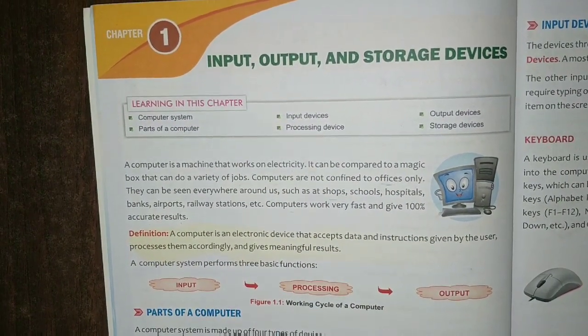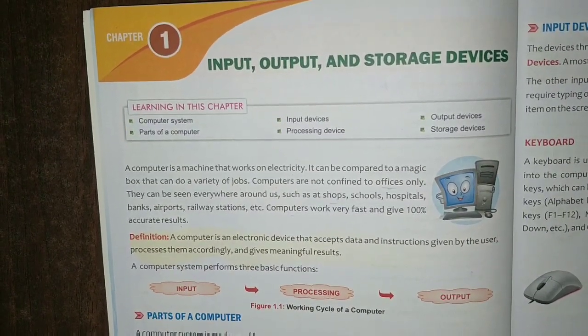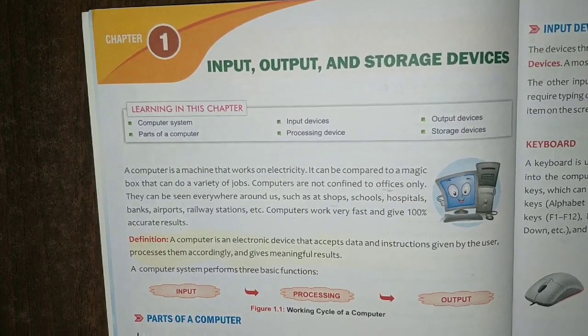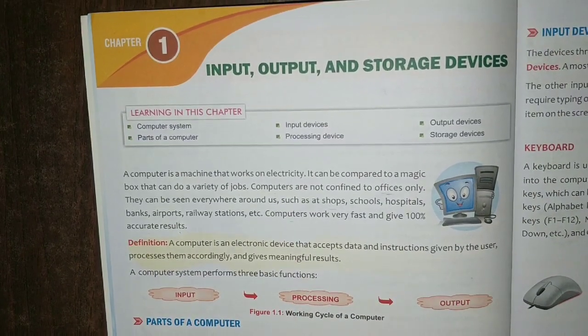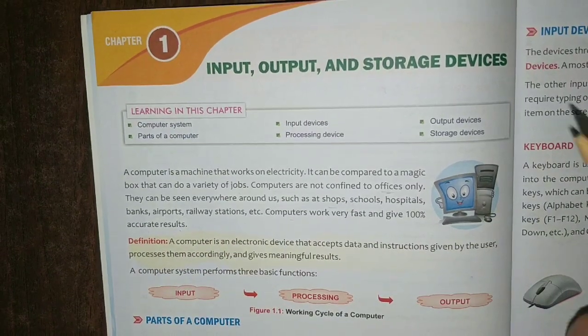Nowadays computers are not limited to homes and offices only. They can be seen everywhere, like ATM machines and card swiping machines. A swiping machine is also a type of computer. Shops, schools, hospitals, banks, airports, railway stations, malls, everywhere.